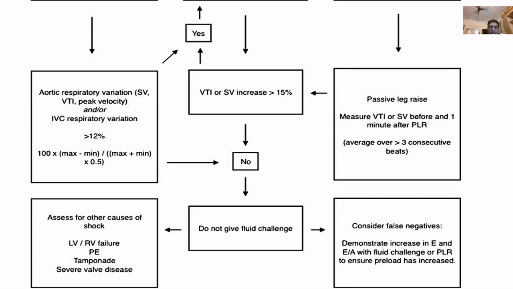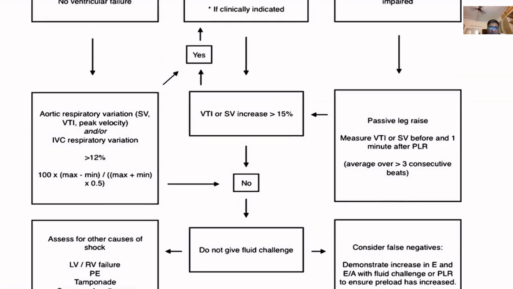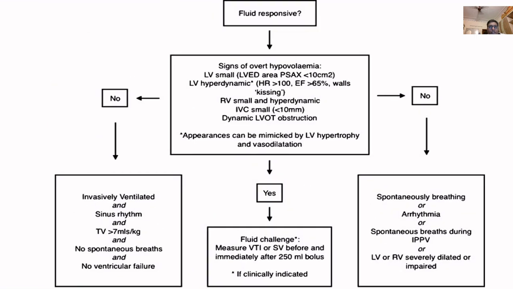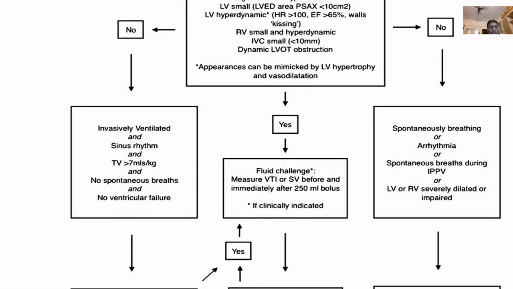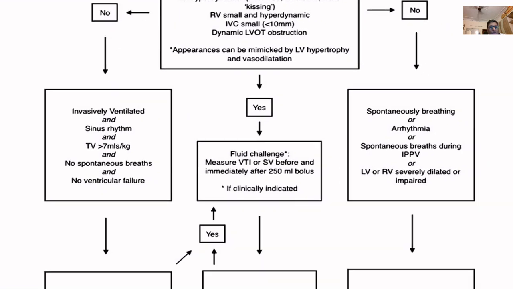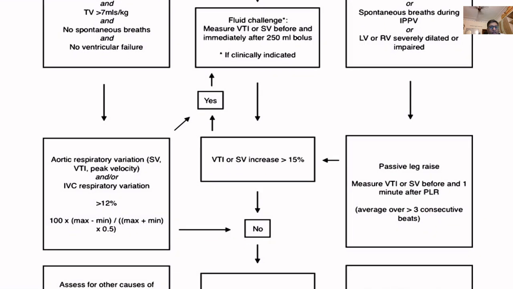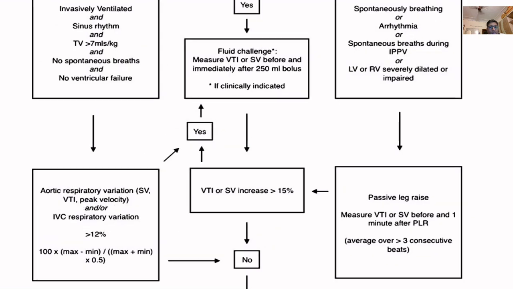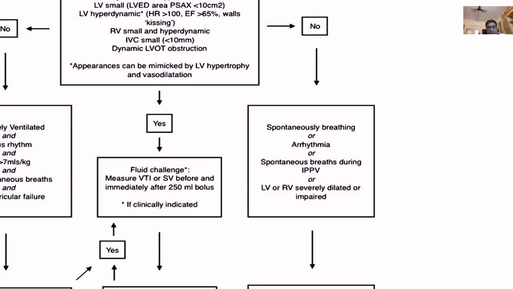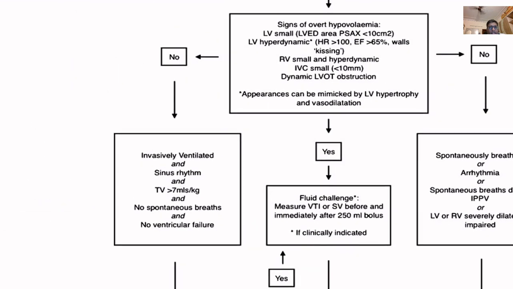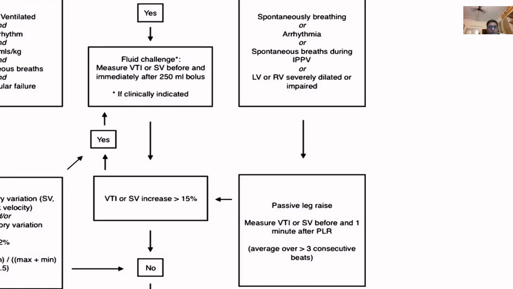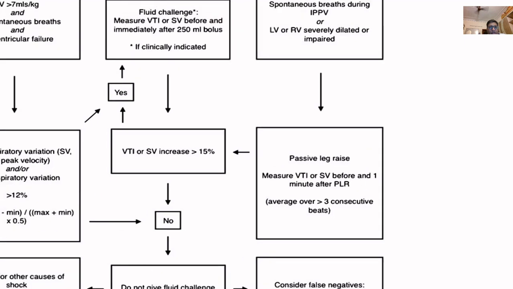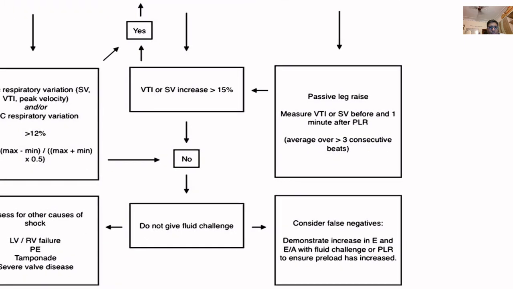Look for an increase in E and E to A variation with fluid challenge or PLR to ensure that preload has increased. These are the cardiac echo-based parameters of RV function. Then if these signs of overt hypovolemia are absent, and the patient is invasively ventilated, sinus rhythm, tidal volume good, more than 8 ml per kg, no spontaneous breaths, then you can use variation of aortic peak flow velocity, IVC respiratory variation around 12 to 13%, V peak, then probably fluid can be tried. And if the patient is spontaneously breathing or has arrhythmia, then these parameters cannot be used. So we'll do PLR and measure delta VTI before and after PLR. If it is more than 15% change, probably fluids can be tried.